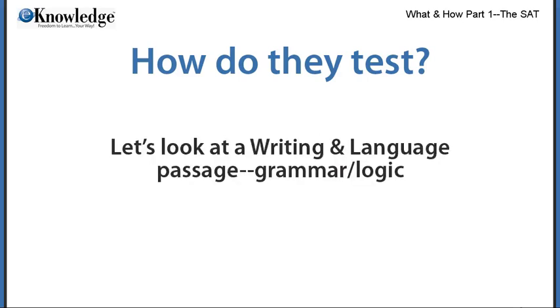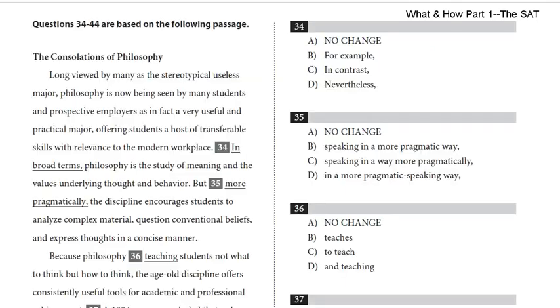So let's look at a writing and language passage and its questions. Okay, this passage is entitled The Consolation of Philosophy, and you can see that it has about 10 or 11 questions, 34 through 44. And you can see that the no change option is the A option on all of them. This is question 34, and it gives you an underlined section of the passage, and then it tells you that there may be something wrong with this, and it gives you options on how to fix it.